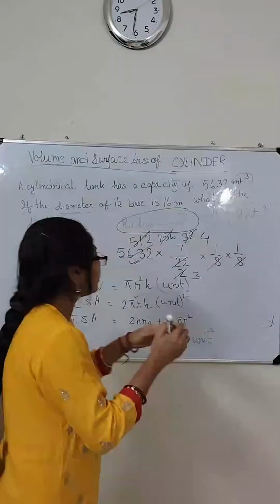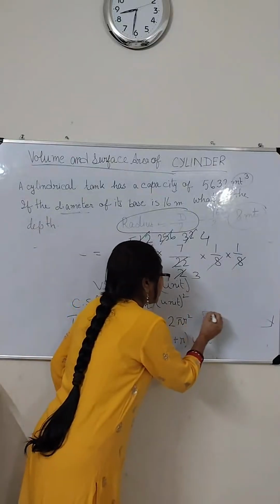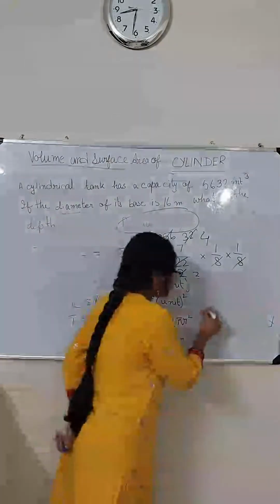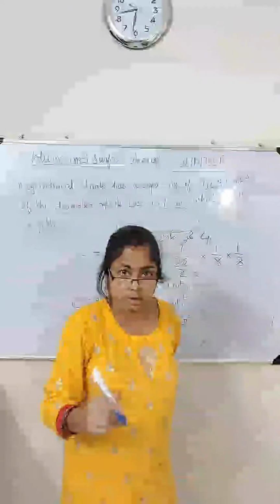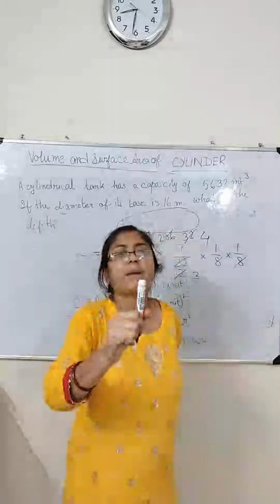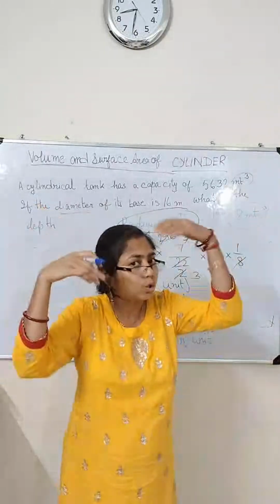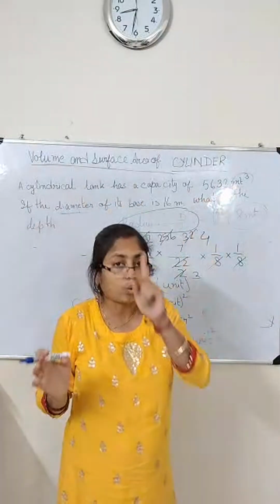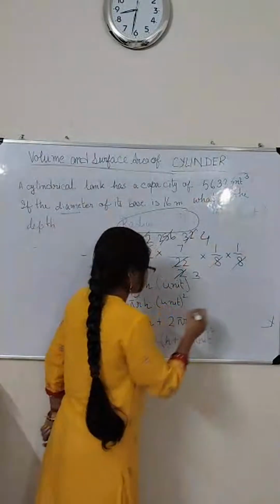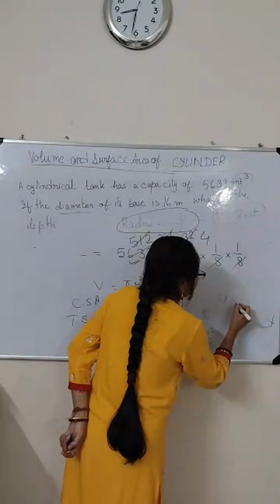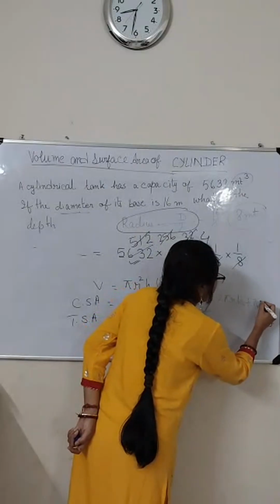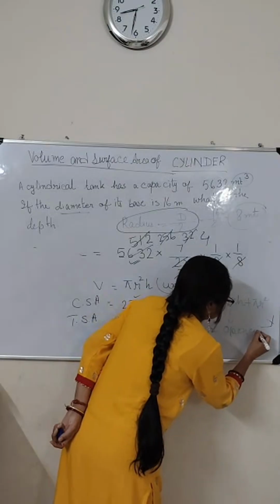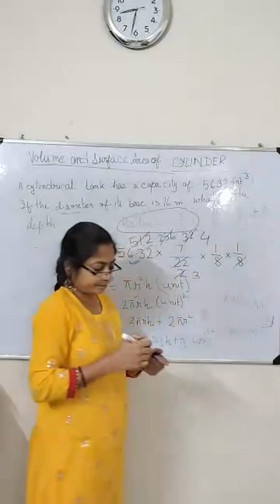And one more important thing: if our cylinder is open, never write 2 pi r square. Always write only 1 pi r square. It means it is open, so do not write the second circle's area. Only write 1 pi r square, which means you write 2 pi r h plus pi r square. It's for an open cylinder. Clear?